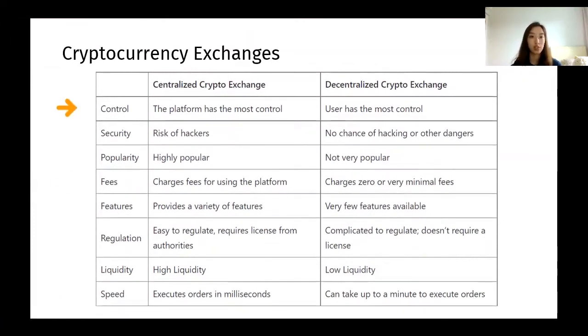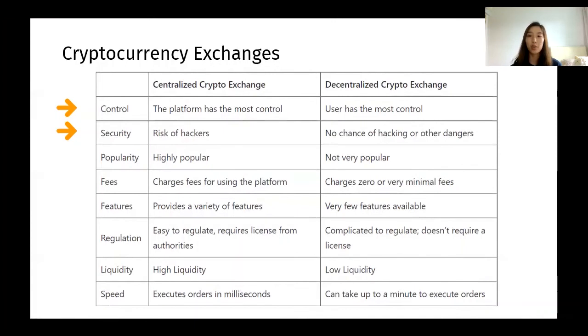Firstly, control. In a centralized crypto exchange, most of the control over your account remains in the hands of the third party which runs the exchange. And on the other hand, with a decentralized exchange, all of the control of the account remains with you. And security. Decentralized exchanges offer more protection than centralized exchanges.